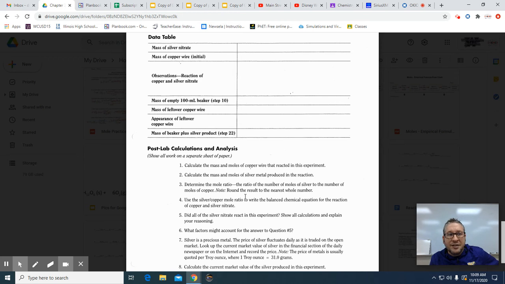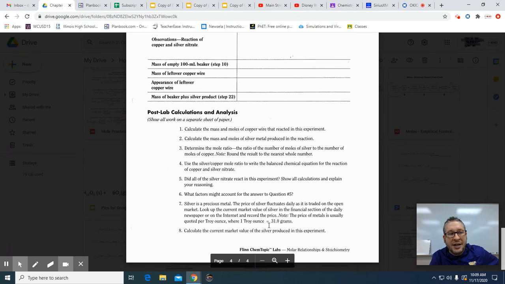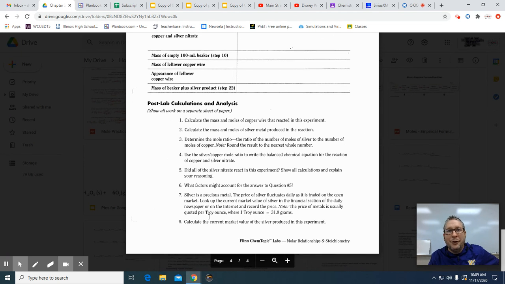And then for number 3, it says determine the mole ratio. You need to look at however many moles you calculate in parts 1 and 2 and basically just divide them. Take the largest number of moles, divide it by the smallest number of moles, and round to the nearest whole number. Ta-da! Everything else should be pretty self-explanatory. And yes, number 7, number 8, I want you to do because I'm curious to see how much we made.